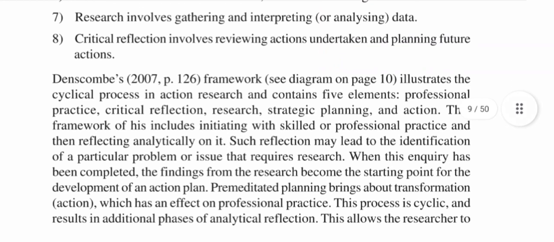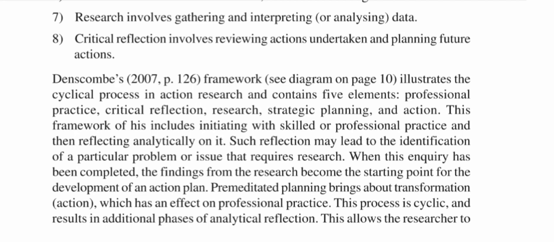Danscombe's 2007 framework illustrates the cyclical process in action research and contains 5 elements: professional practice, critical reflection, research, strategic planning, and action. This framework of his includes initiating with skilled or professional practice and then reflecting analytically on it. Such reflection may lead to the identification of a particular problem or issue that requires research. When this inquiry has been completed, the findings from the research become the starting point for the development of an action plan.